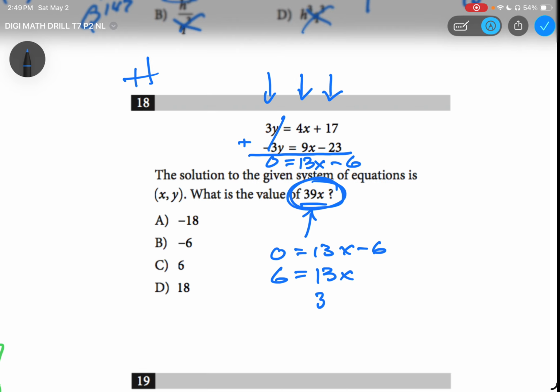What if I took that 39x and stuck it underneath 13x? Do you notice that there is a 1 to 3 ratio? That means your answer must also have a 1 to 3 ratio. So what? 6 times 3? 6 times 3 is 18, and that's your answer.